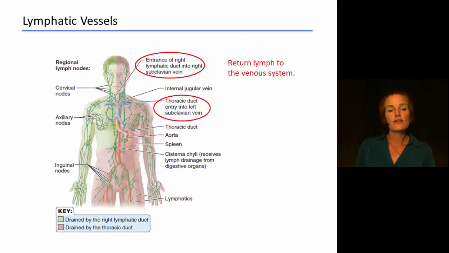There are going to be two different ducts that are primarily responsible for returning lymph back to the venous system. So this is circled here in red. We have the entrance of the right lymphatic duct, and then we also have the thoracic duct. So again, these are responsible for returning lymph back to the venous system.